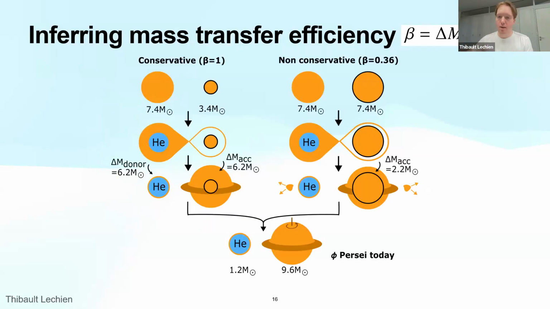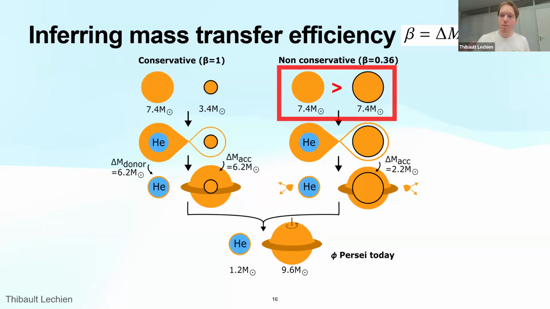But if it doesn't accrete all of the mass, then to still explain the present-day masses, it must have been more massive initially. Here it should be 7.4. But note that there's a fundamental evolutionary constraint. There's an upper bound to the initial mass of the companion star, because if the companion star had been more massive than the donor, then it would have evolved faster, and it would have transferred mass to the other star. But that's not what we see.